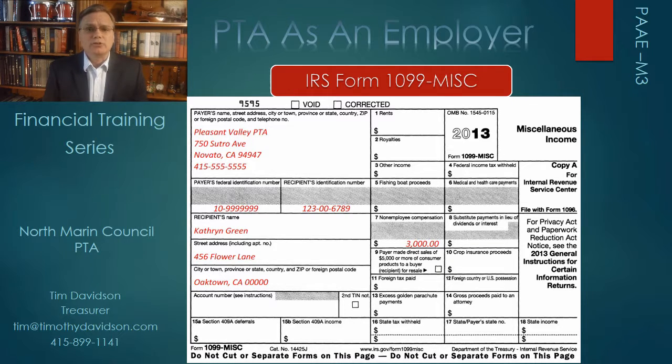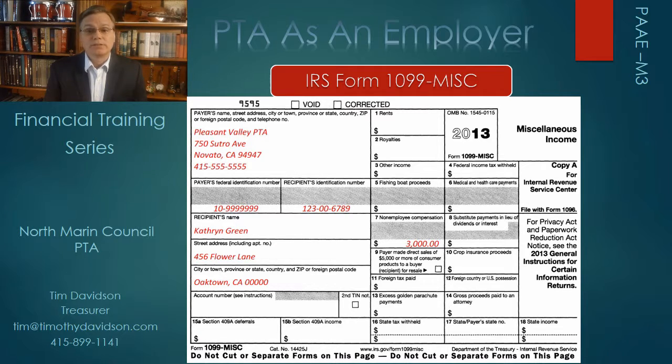Immediately below that are two boxes. The first is for the payer's taxpayer identification number. Enter your PTA's EIN here. The second box is for the worker's taxpayer identification number. Enter the worker's Social Security number or the worker's EIN. The three boxes below that are for the contractor's name and address. Box 7, Non-Employee Compensation, is where you write the total amount that was paid to the contractor.